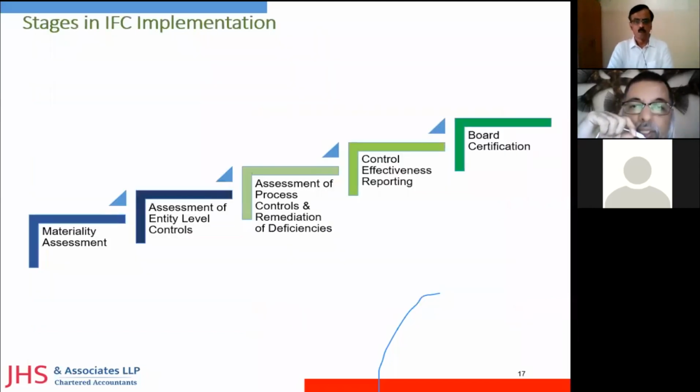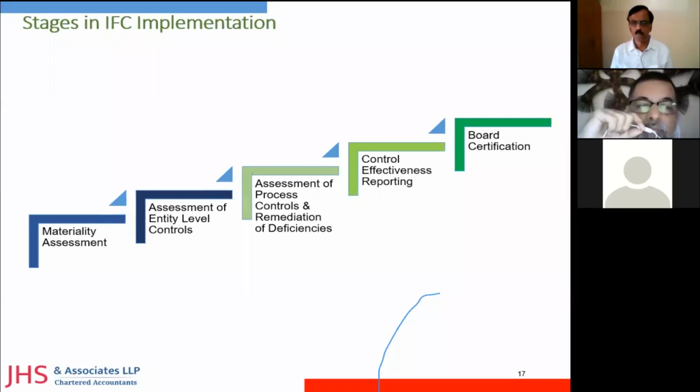Now let's break that down further into 5 key areas. The first area is materiality assessment. Second area is assessment of entity level controls. Third is assessment of process controls and remediation of deficiencies. Fifth is control effectiveness reporting. And sixth is the board certification.